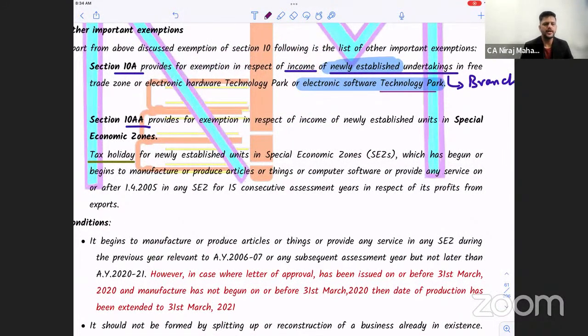Because it is not anywhere you start your company that you will get a tax holiday. It has to be in IT parks only, approved IT parks only. Correct? So what will happen over there? In that area, employment will be generated. So overall, the economy of that particular area will be developed. Clear, all of you?